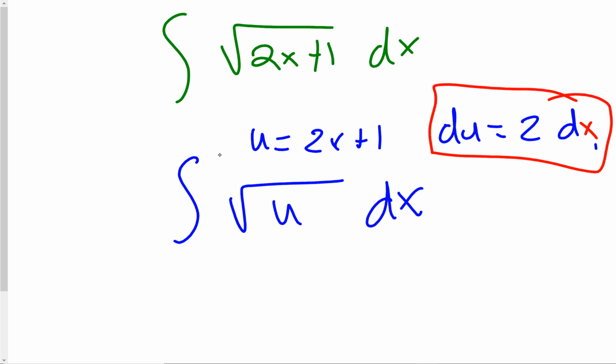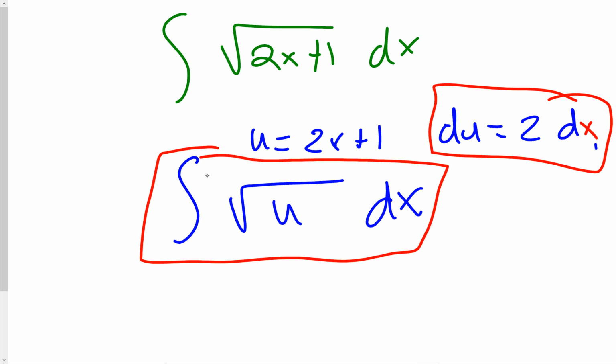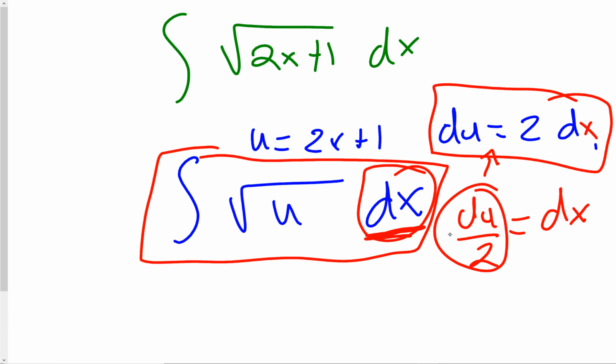Because now here's my integral. I need this integral to only have u's in it because I substitute u, but I have this dx here. So I need to take this derivative and solve it for dx. So dx equals du over 2. Now I can substitute this dx for du over 2.